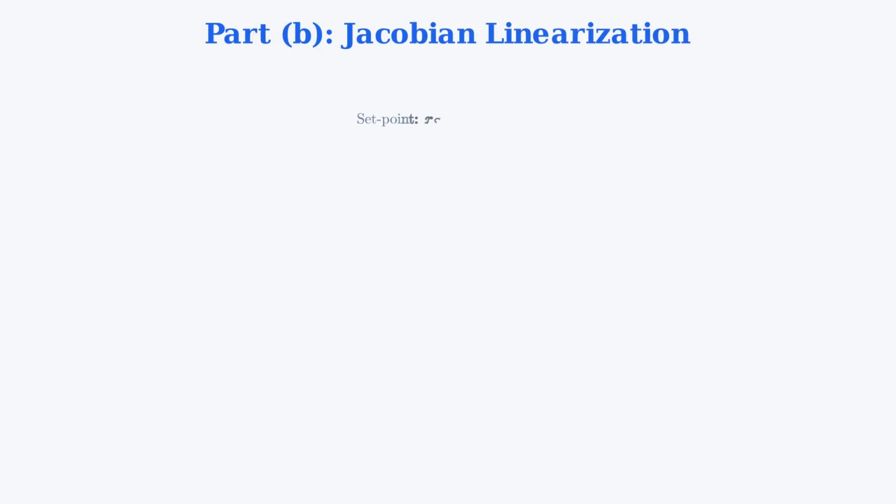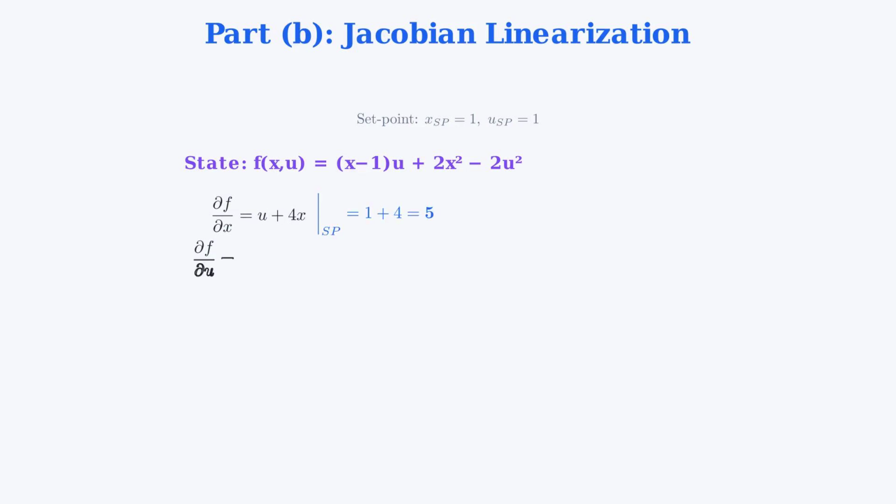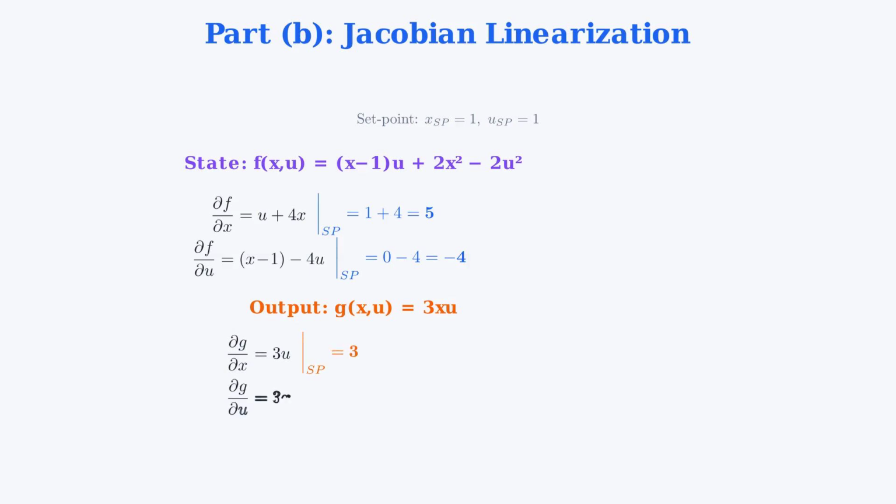We need the Jacobian, the partial derivatives of f and g. The state function is f of x, u equals the quantity x minus 1 times u plus 2x squared minus 2u squared. The partial derivative of f with respect to x equals u plus 4x. At the set point, 1 plus 4 equals 5. The partial derivative of f with respect to u equals x minus 1 minus 4u. At the set point, 0 minus 4 equals negative 4.